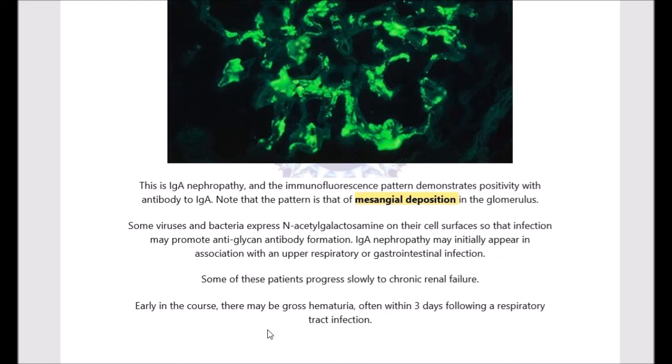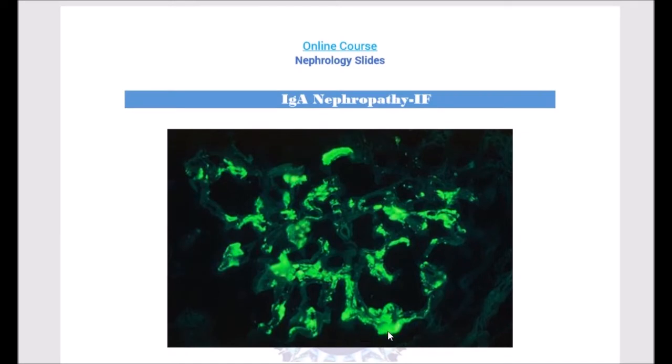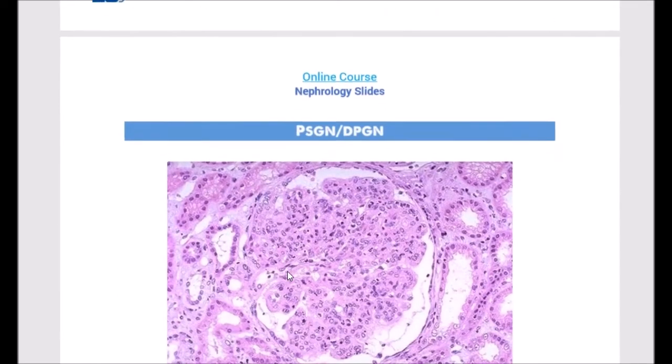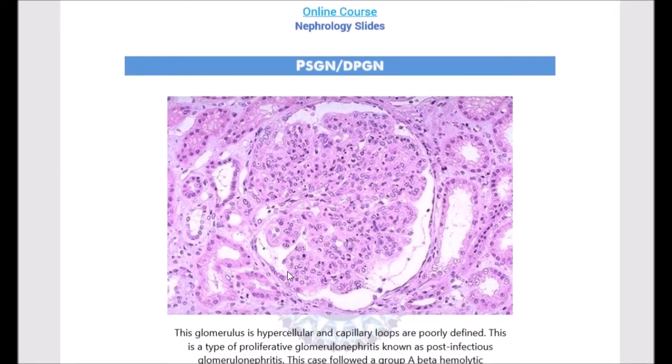In this course, there may be gross hematuria, often within the 3 days following a respiratory tract infection. The immunofluorescence showed IgA positivity, and these are mesangial depositions. In contrast to the IgA nephropathy, related to upper respiratory tract infections and skin infections, it occurs within 2 to 3 days, maximum 5 days.